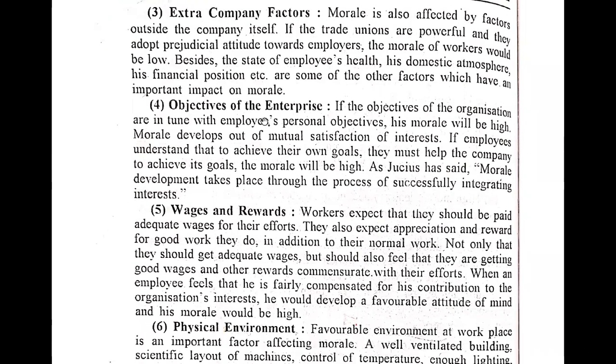Now, guys, we will see the objective of the enterprise. If the objectives of the organization are in tune with the employees' personal objectives, his morale will be high. Morale develops out of mutual satisfaction of interest. If employees understand that to achieve their own goals, they must help the company to achieve its goals, the morale will be high. As has been said, morale development takes place through the process of successfully integrating interests. So, guys, here we can clearly understand that when the objectives of the organization and the objectives of an individual are common, the morale of doing work is also high among the employees.